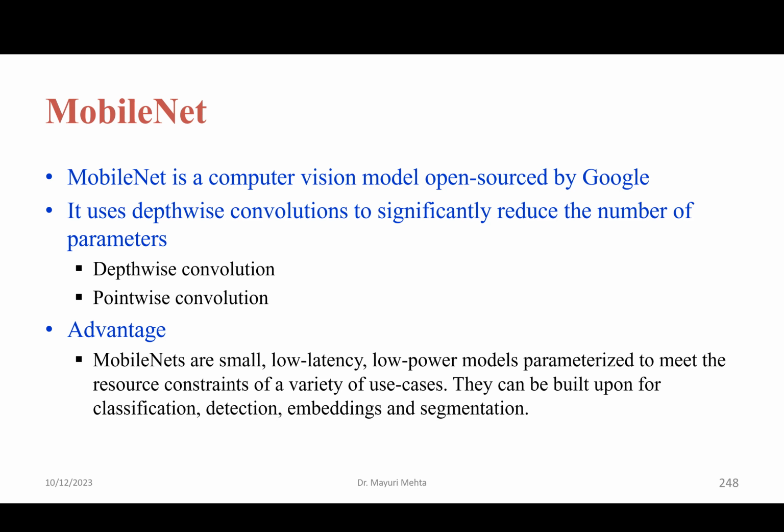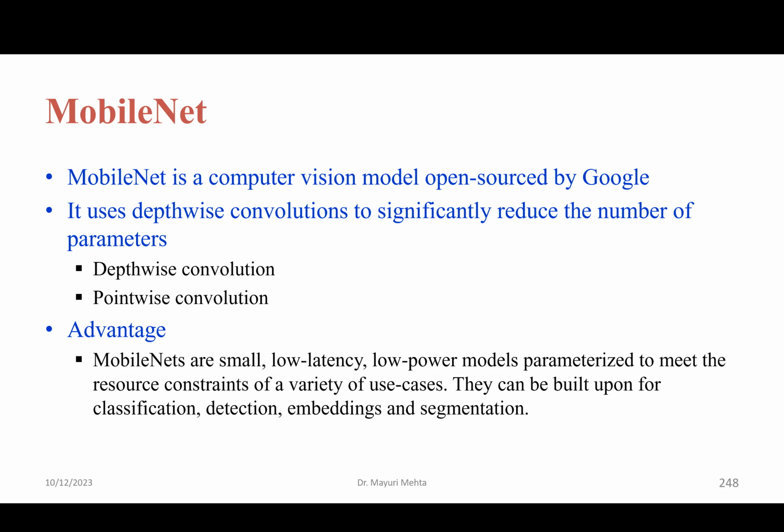The speed and power consumption of the network is proportional to the number of multiply-accumulates, which is a measure of the number of fused multiplication and addition operations.